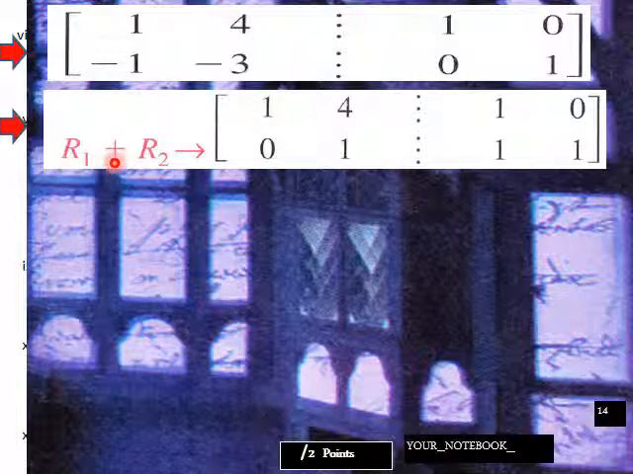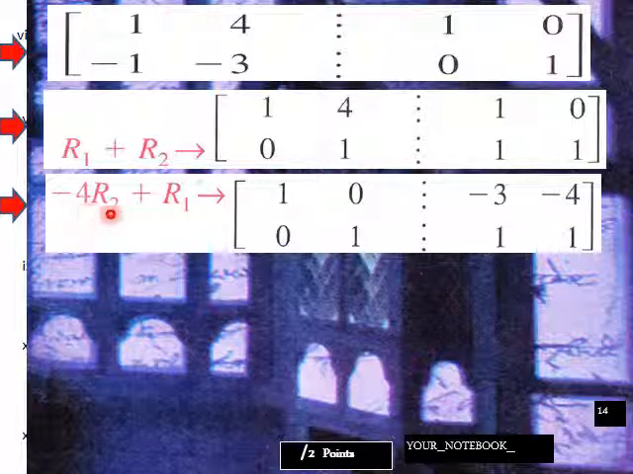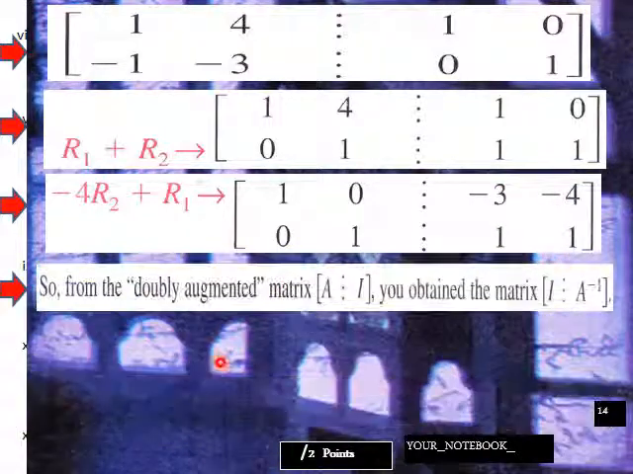So how would we go about that? So we have 1, 4, -1, -3, therefore our identity matrix over there. So row 1 plus row 2 here will give us our 0 here. And then this will change our identity over here. And then -4 times row 2 plus row 1. And then this will get rid of this 4 here. And then now we'll have our identity pattern here. And then this matrix over here will be -3, -4 over 1 and 1.